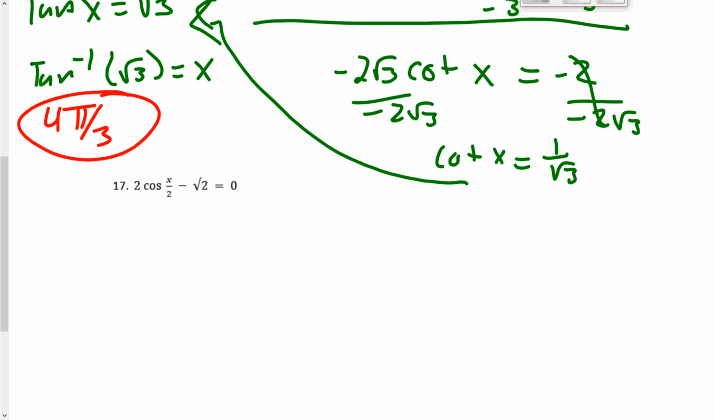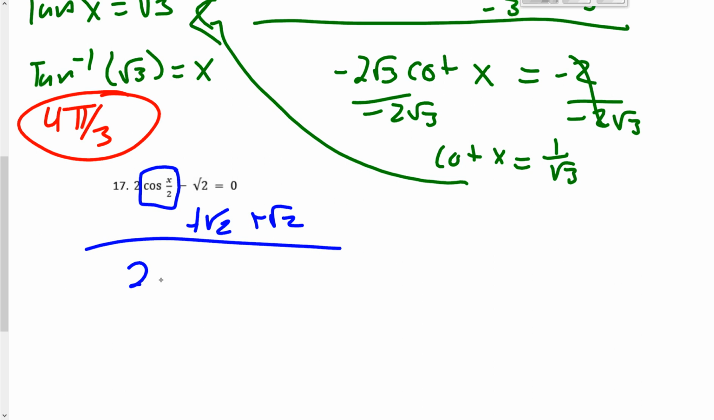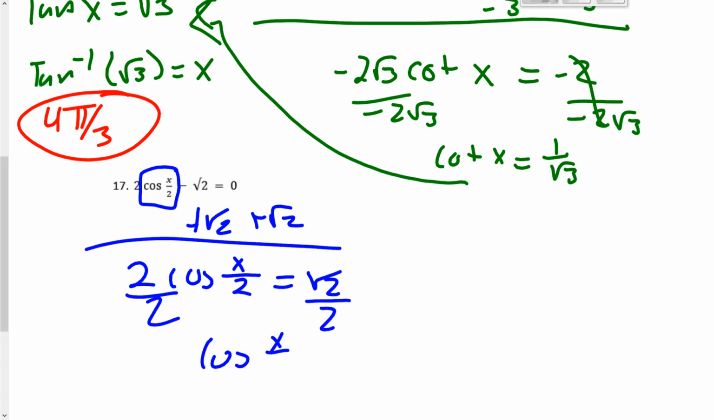Okay, number 17 here. So here we're doing the half angle, right? So we want to get this half angle by itself first. So we're going to add root 2 to both sides. So we get 2 cosine of the half angle equals root 2. Divide that by 2, divide that by 2. So we get cosine of the half angle equals root 2 over 2.